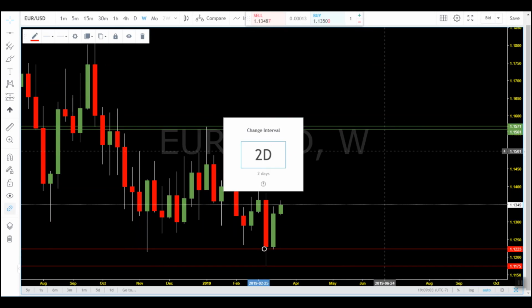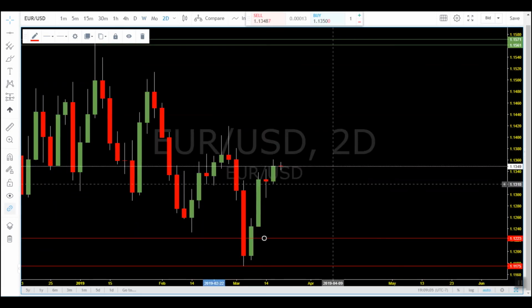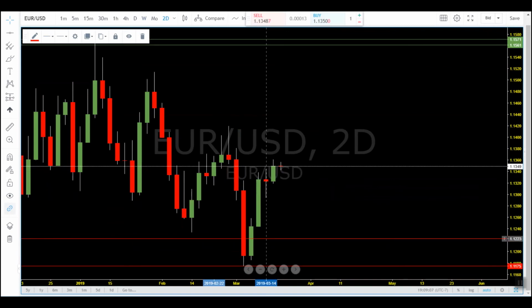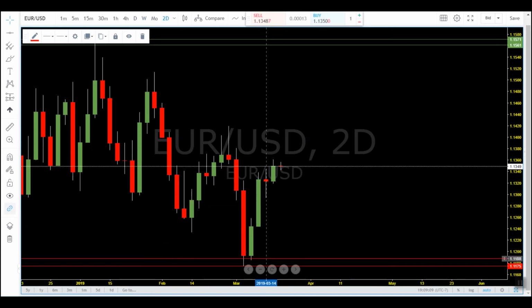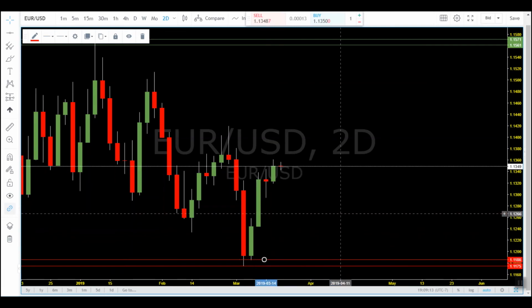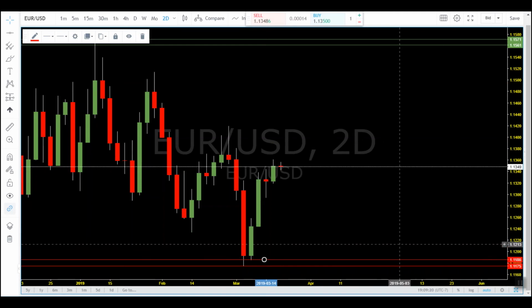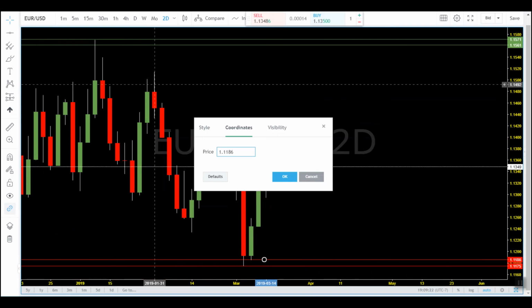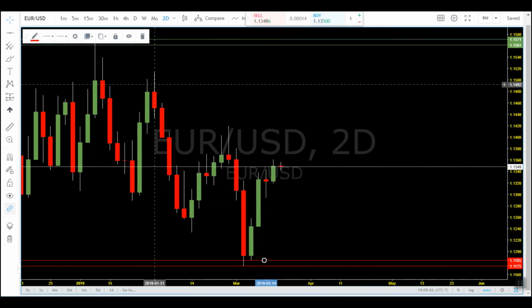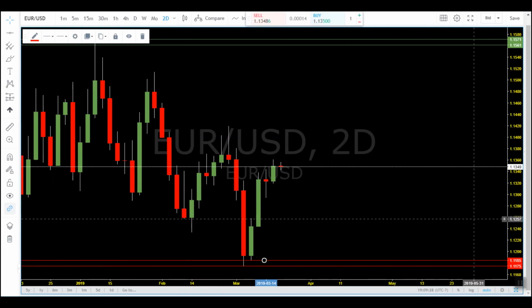So let's go to a 2-day chart. And wow, the 2-day really lets us narrow it down. So we're gonna bring down this proximal line to about here. When we bring it down to about there, we see that the price for the proximal line landed at $1.1186. I'm going to go ahead and edit that because I'm sure I didn't put it on there correctly. And now it's $1.1185.